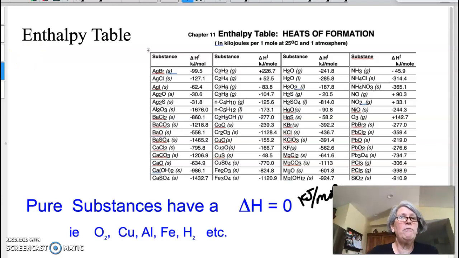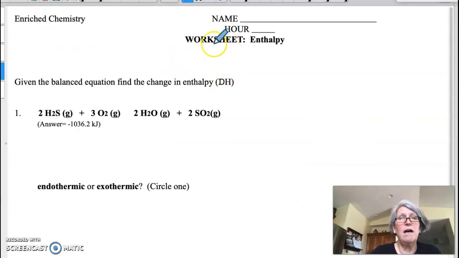Okay, so hopefully you found your worksheet, and like I said, it's at the bottom of the lesson page, and you're going to see that it looks like this. It says enthalpy is the worksheet, and it says given the balanced equation, find the change in enthalpy, which means the delta H. And for some reason, when we're printing things, the delta sign doesn't come out. So if you see DH, you should know that that means delta H, okay?